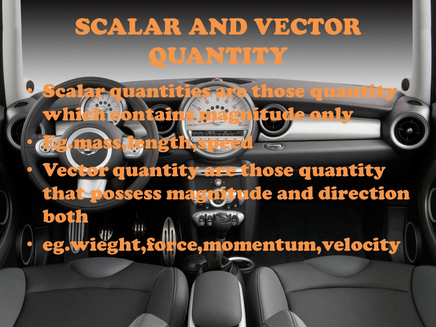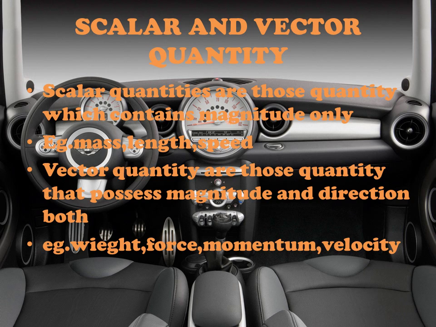Now coming to scalar and vector quantities. What exactly are scalar quantities? Scalar quantities are those quantities which contain magnitude only. Examples: mass, length, speed. And vector quantities are those quantities which possess both magnitude and direction. Examples: weight, force, momentum, and velocity.